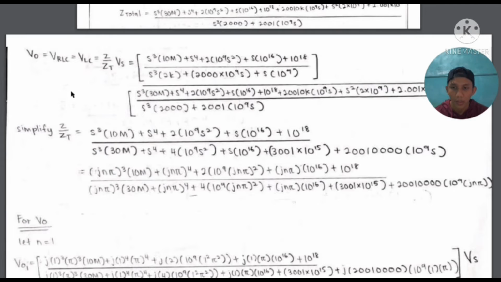Then we can find for V0, which is V0 equal to VRLC equal to VRC.